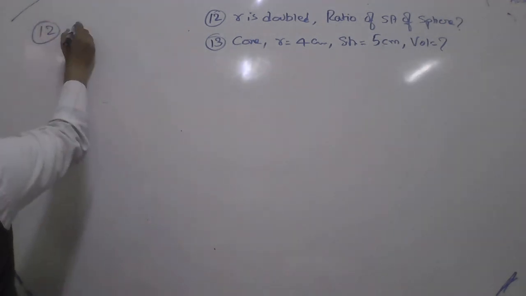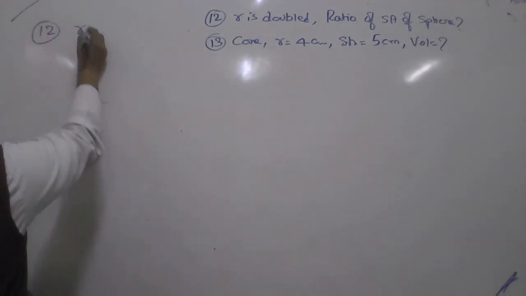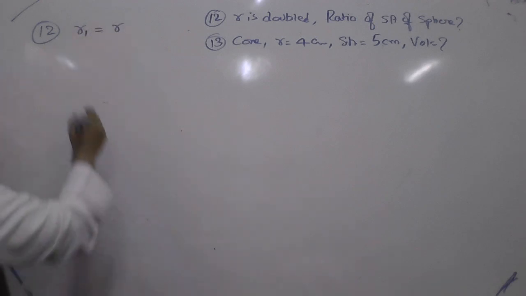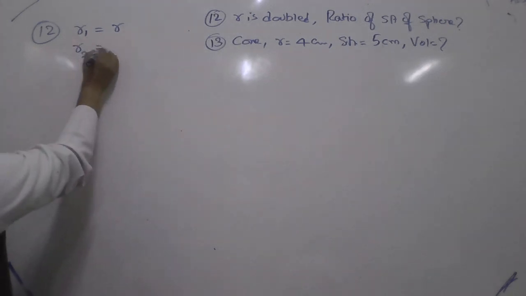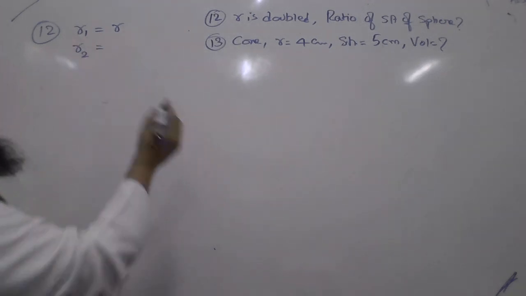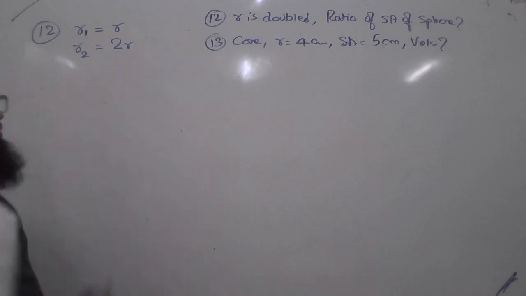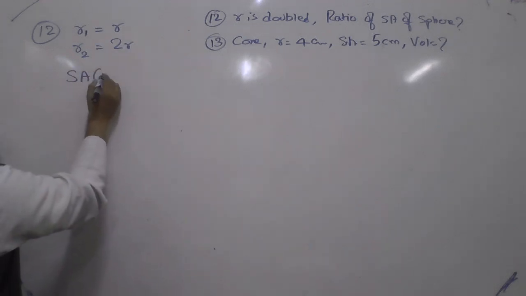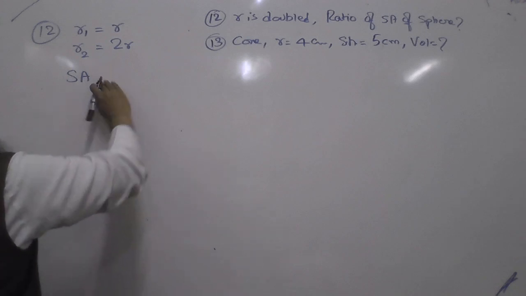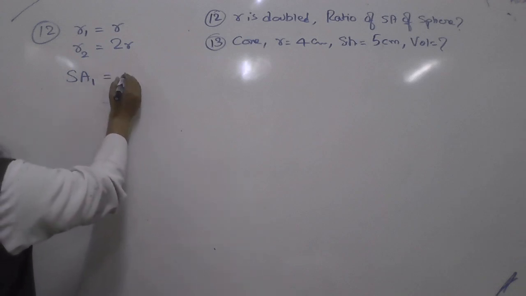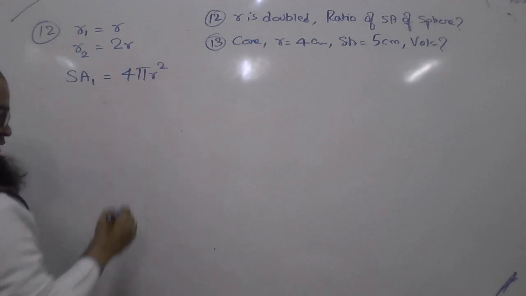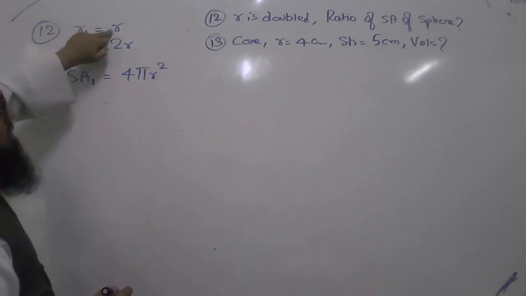So you have radius, this is radius of the first sphere. So I'll write it as R1. R1 is equal to R. And what is radius of second sphere? It is doubled. That means 2R. Is it right? Now, surface area of the first sphere is equal to 4 pi r square. Is it right? Because the radius of the first sphere is r.